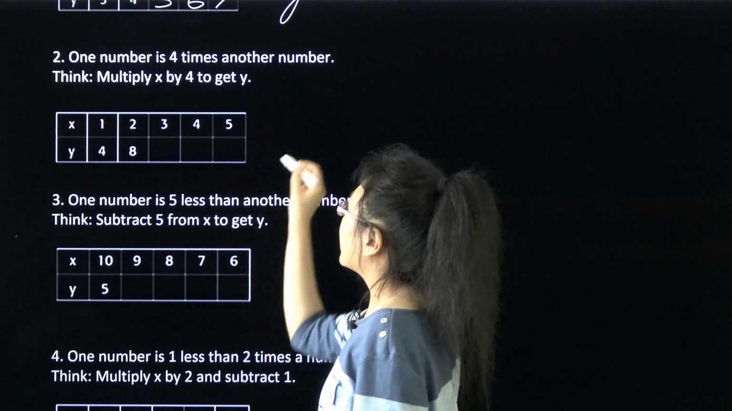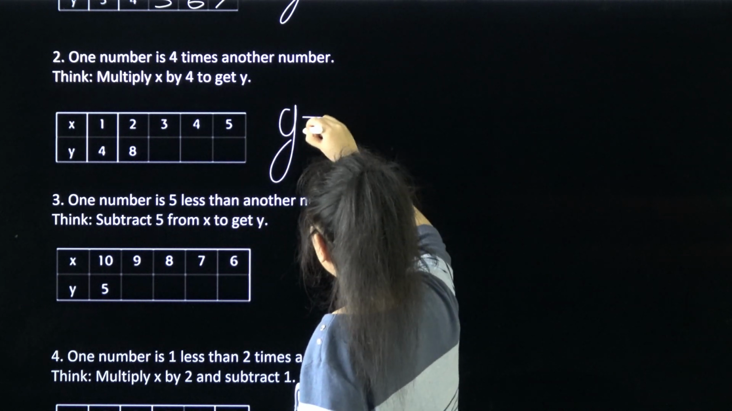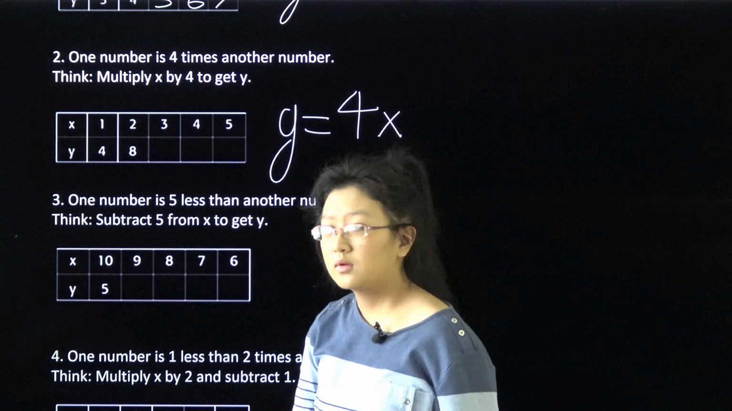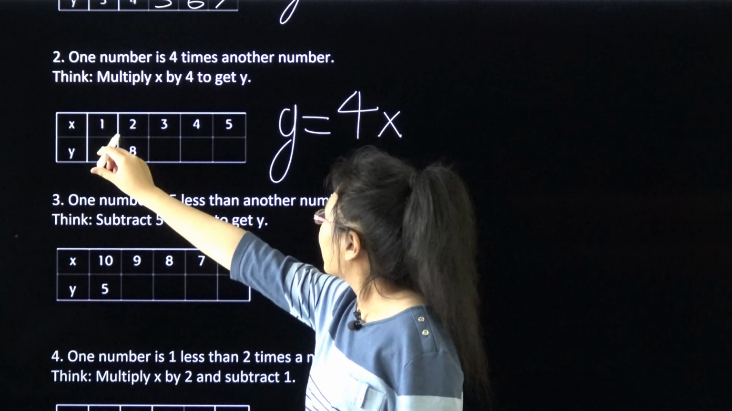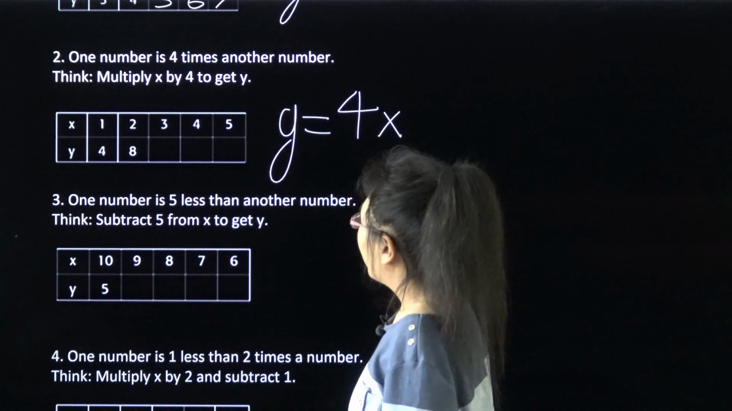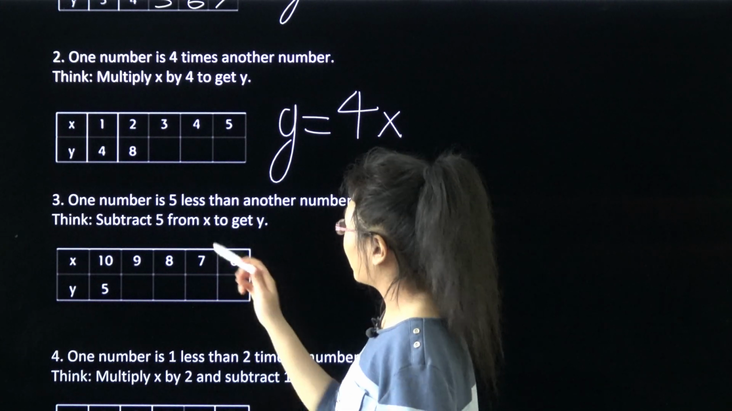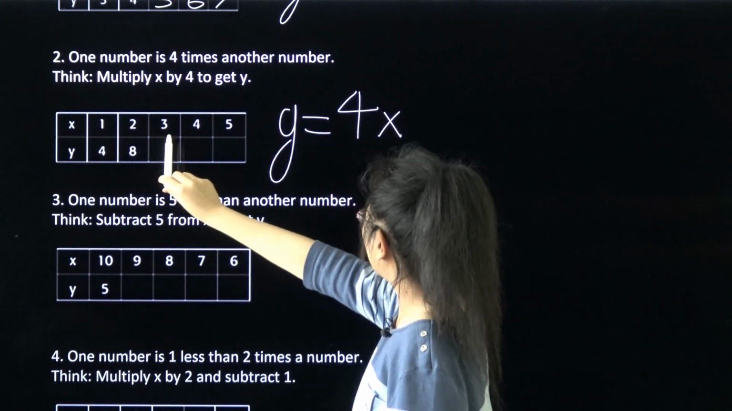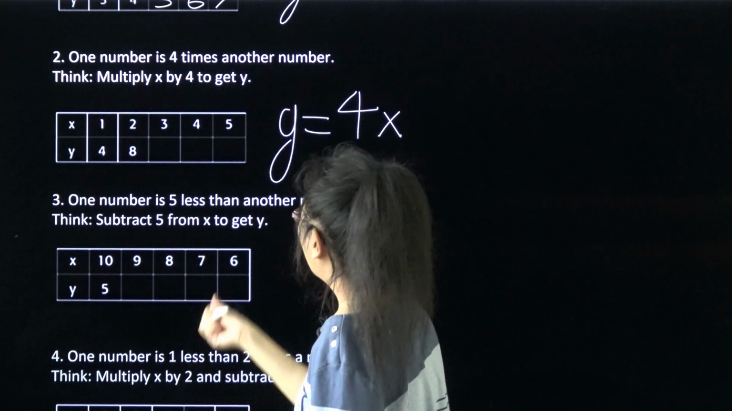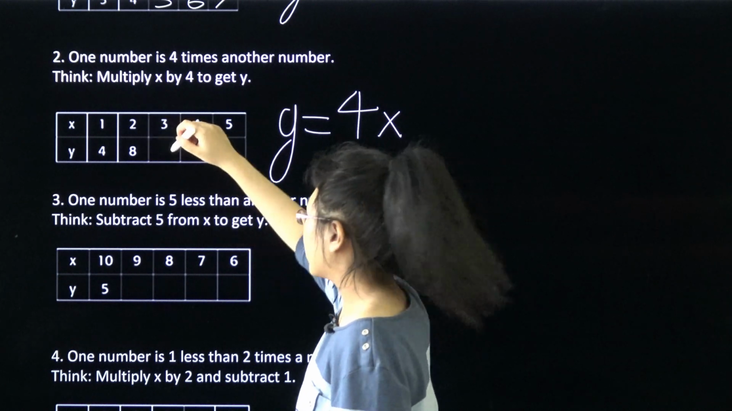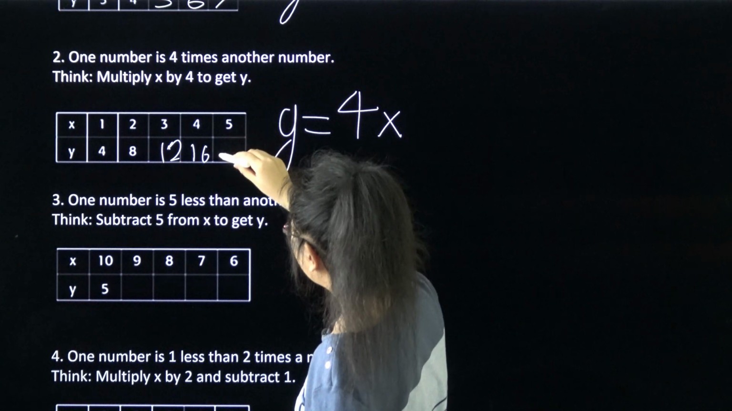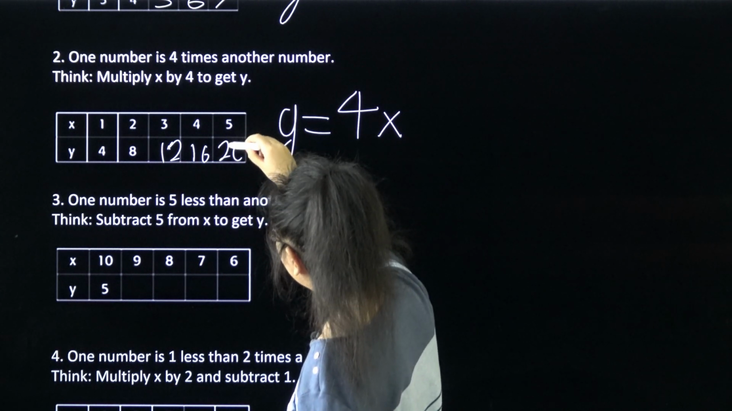One number is 4 times another number. So one number, y, is equal to 4 times another number, x. So let's see if it works. X equals 1, y equals 4. 1 times 4 equals 4. So 4 equals 4, it works. And then x equals 2, 2 times 4 is 8, y equals 8, that works. Now we continue. 3 times 4 equals 12, 4 times 4 equals 16, and 5 times 4 equals 20.